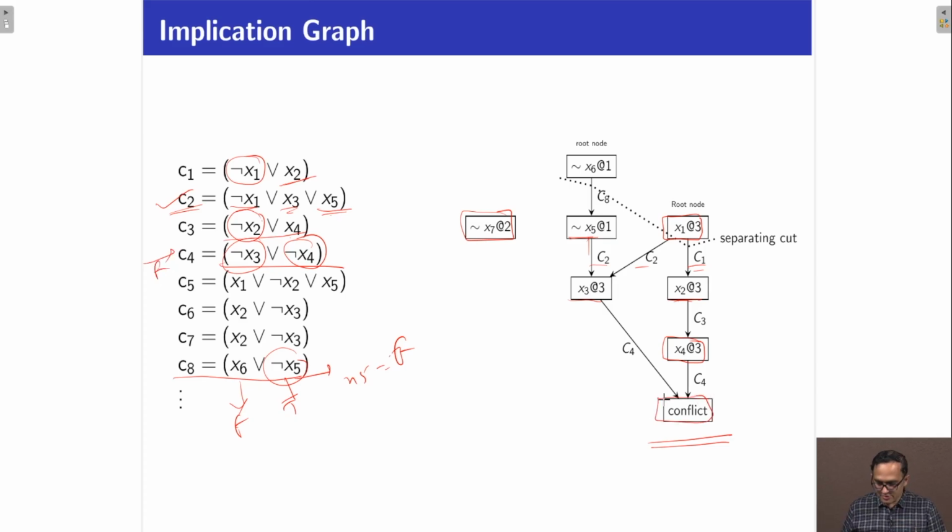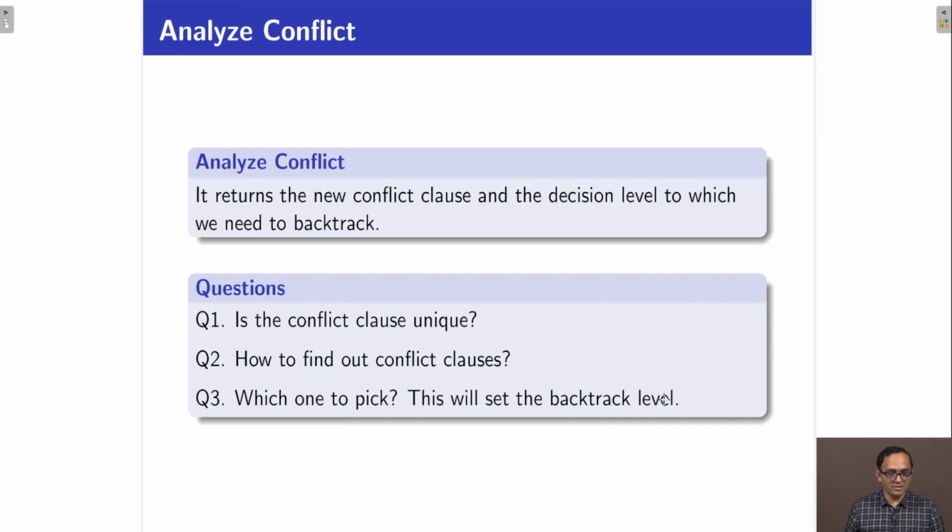Now, under this, the questions are: this analyze conflict returns the new conflict clause and the decision level to which we need to backtrack. Okay. The question that I am going to ask you is, is the conflict clause unique? The answer is no, we will have multiple conflict clauses. So, how to find all the clauses, or how to identify the good clause, which is called the asserting clause, and which one to pick as the asserting one.